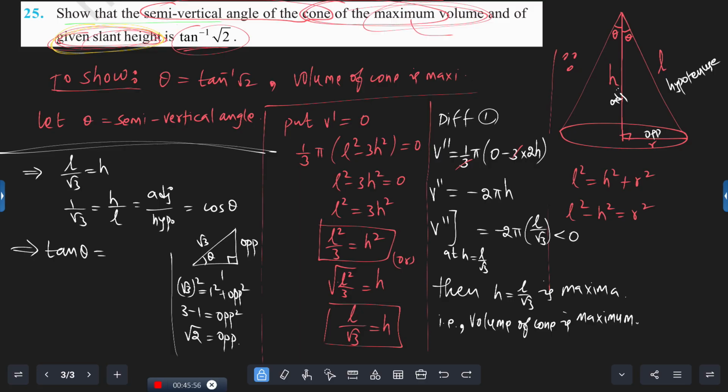This implies tan theta is what I need. Tan theta is opposite divided by adjacent. Opposite is root 2, and adjacent is 1. So tan theta is equal to root 2 by 1, which is root 2. Then theta is equal to tan inverse root 2. That is what they asked to prove. Yes, we have done it. Hence proved. Do you understand, children? Okay.